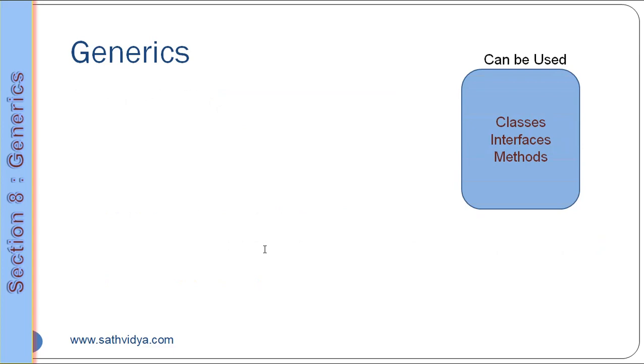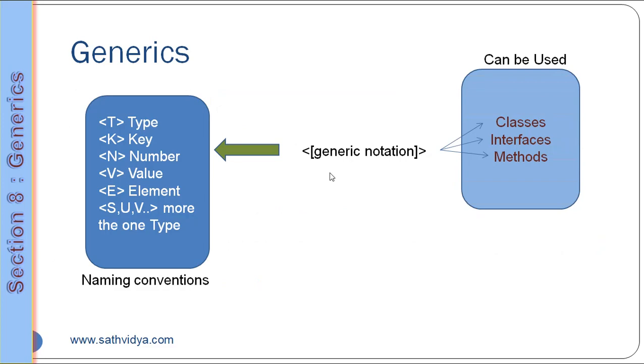Now, where all can we use these generic types? You can use them for classes, interfaces and methods. But before using, you have to use the notation of greater than and less than symbols, and in between you are going to write your key notation. We have some naming conventions for generics. You can also use other key notations, but if you follow these naming conventions, it makes it easy for programmers to identify what this notation is being used for.